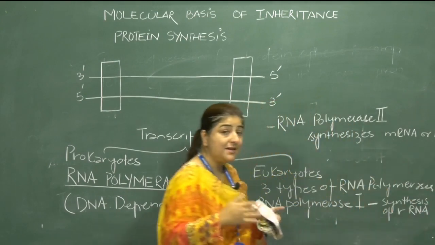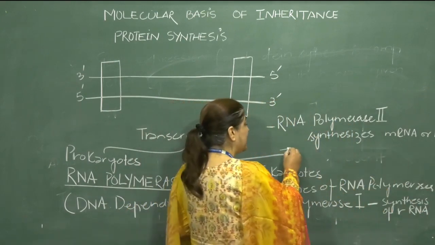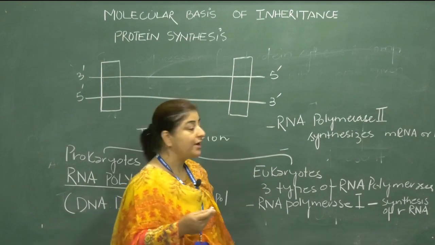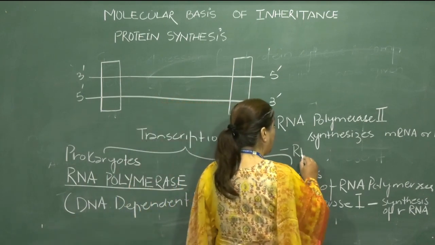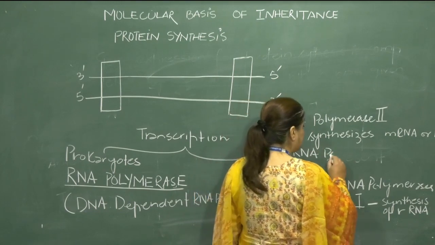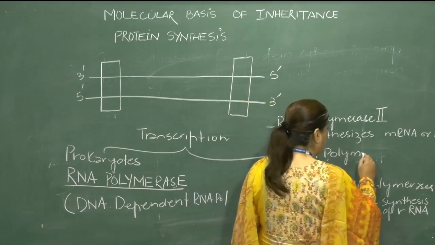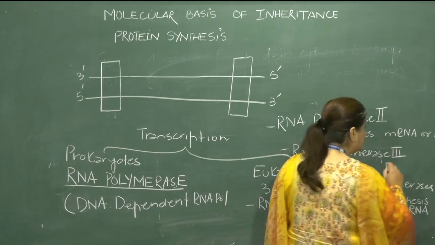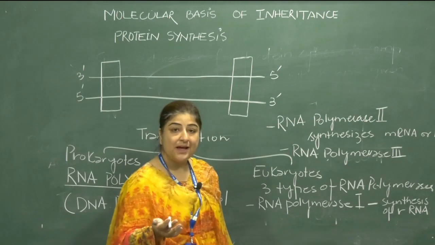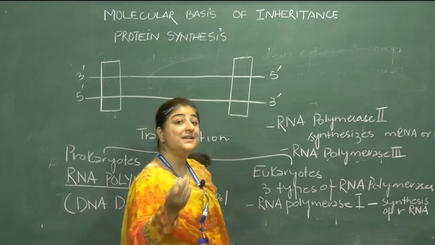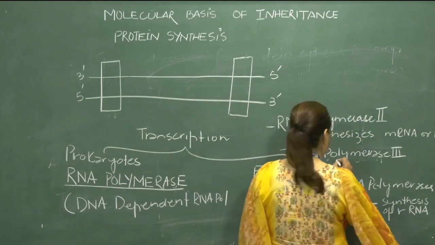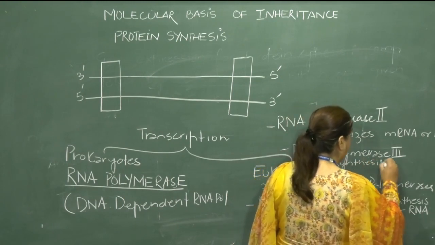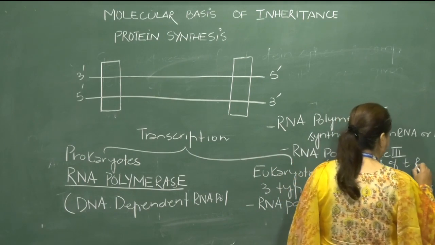And the last type of polymerase that is utilized in the process of transcription in eukaryotes is termed RNA polymerase 3. Now this RNA polymerase 3 is basically utilized in the synthesis of tRNA.